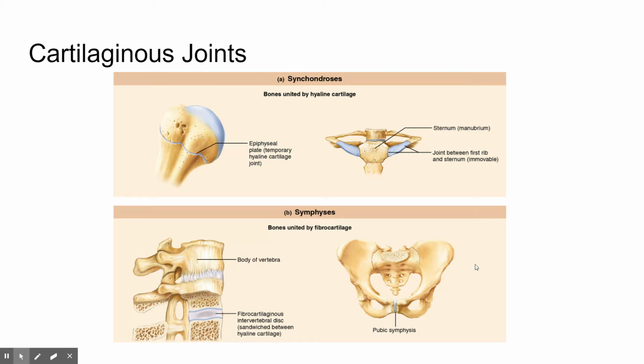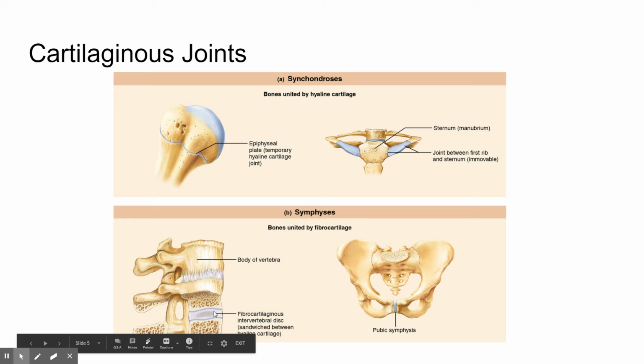Synchondroses. This is where hyaline cartilage joins, so think of costal cartilages. The epiphyseal plate also has that, and then you have symphyses or symphysis, and these are where there is a fibrous cartilage joint. And so you think of the pubic symphysis or the intervertebral discs. Also, anywhere you have that fibrocartilage, you have this type of joint.